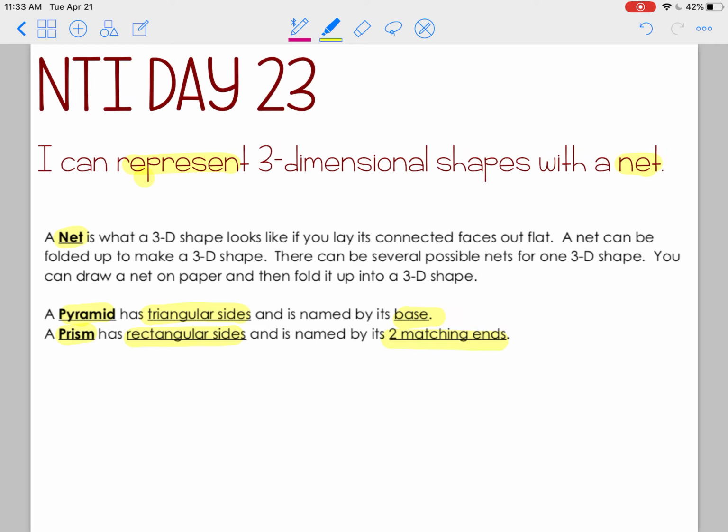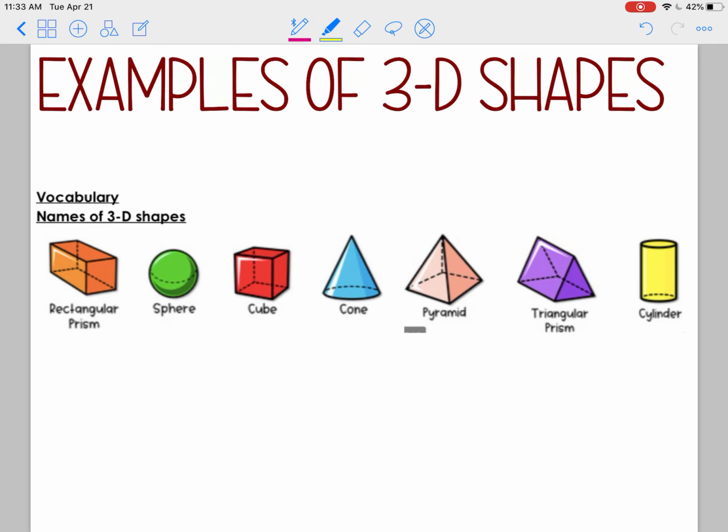Okay, let's take a look at some examples of 3D shapes. This is a prism. It's got rectangular sides, and it's named a rectangular prism because its two ends are rectangles. We also have spheres, and a sphere is just a round three-dimensional shape, like a ball or a globe. A cube is a special type of 3D shape because all of the faces are squares.